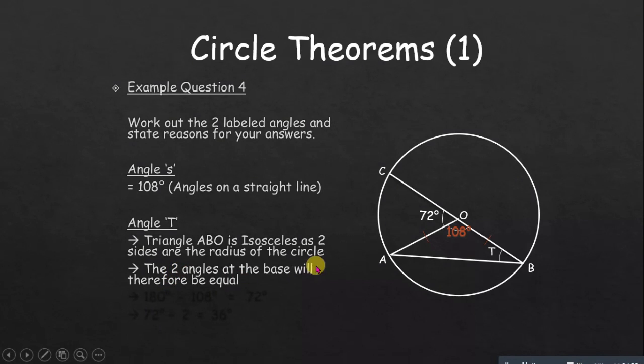The two angles at the base will therefore be equal. So this angle and this are equal because we have an isosceles triangle, and this line and this line are equal. So therefore, I take 180 degrees minus the angle here, and that will be equal to 72. So the angle here plus the angle here is equal to 72. But I'm looking for only one of them, that is T. So divide these two angles by 2, and you get 36 degrees. So angle OAB, that is here, is 36, and T is also 36 degrees.